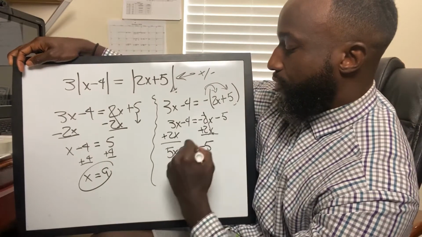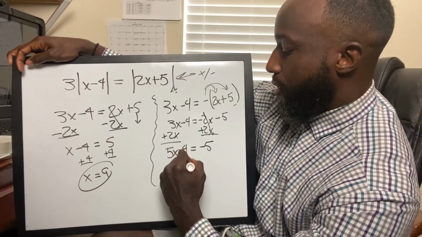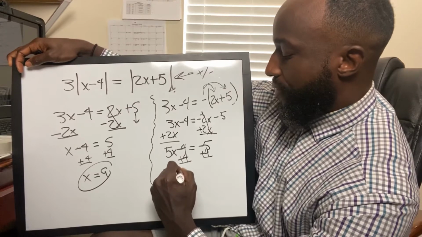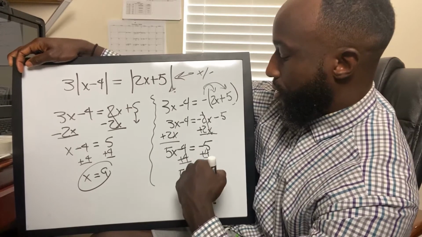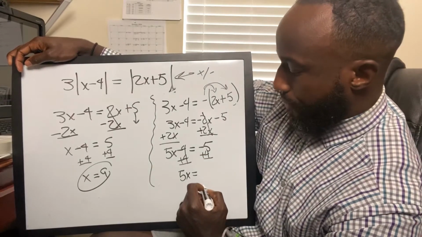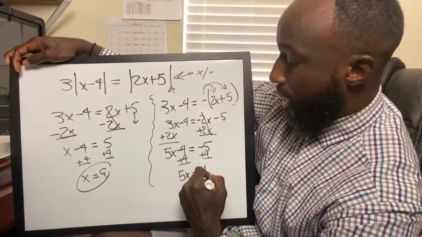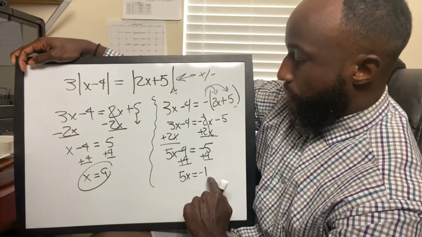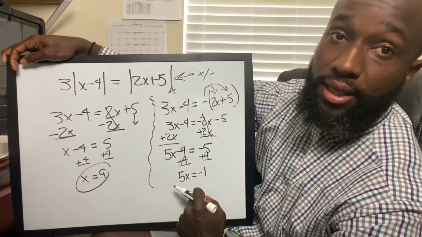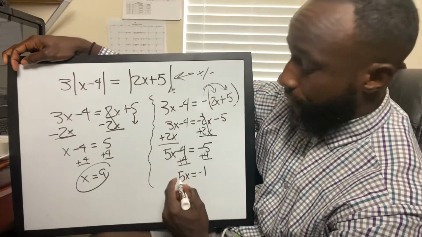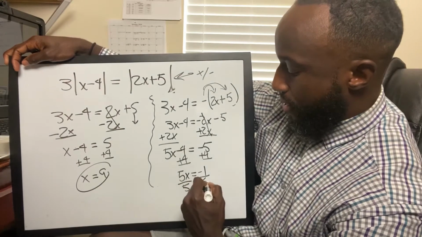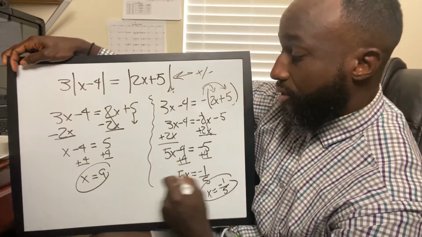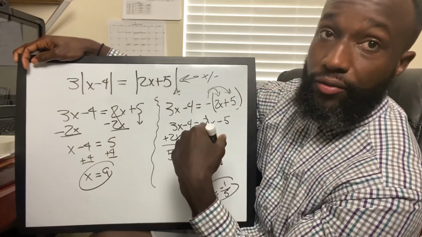Then here we're gonna move this 4 over. So we're gonna plus 4, plus 4. You're gonna end up with 5x equals 1. Is that 1? Yeah, not just 1, negative 1. Okay? Negative 1. And now we gotta get the x by itself. This is the x term. Divide both sides by 5. X equals negative 1/5. So your solution is 9 and negative 1/5.